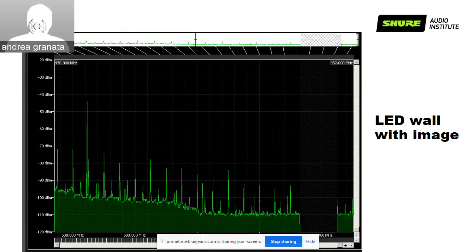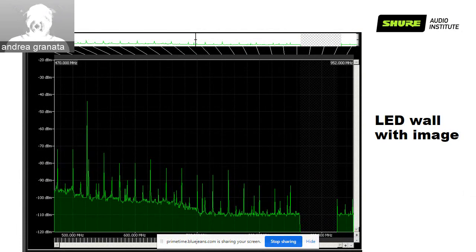Oh, in the meanwhile, I went on the question side. Tamir is asking, how do LED panels create RF? Very quick answer is they create frequencies because they are operating at certain frequencies. So they have inside electronic components that can create RF noise. More in details, you need to speak with an engineer.